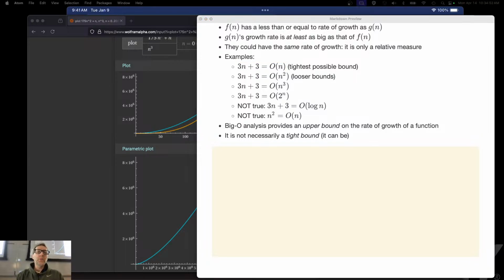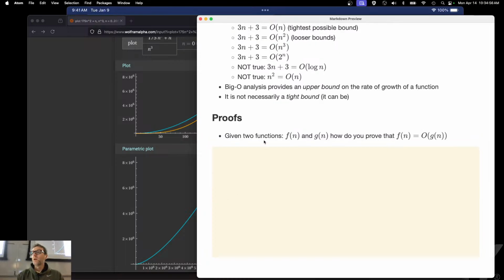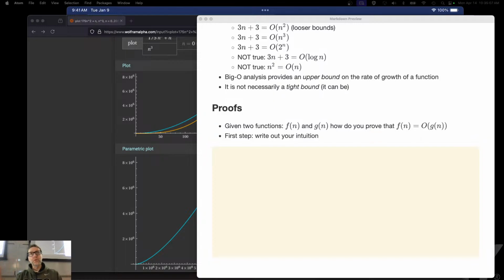So how do you go about proving these inclusions given the definition? Given two functions, f and g, how do you prove that f is equal to big O of g? Well, the first step is to write out your intuition, because you need to know which one you should prove. Should I prove that f is big O of g, or should I prove that g is big O of f? Which way should I go?